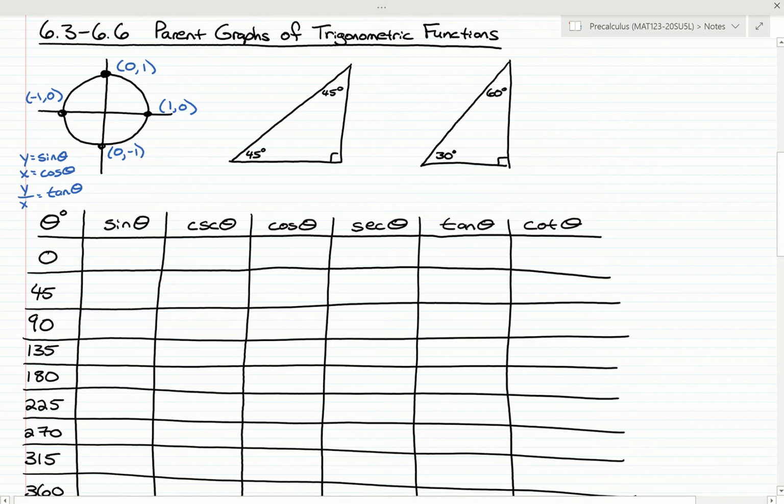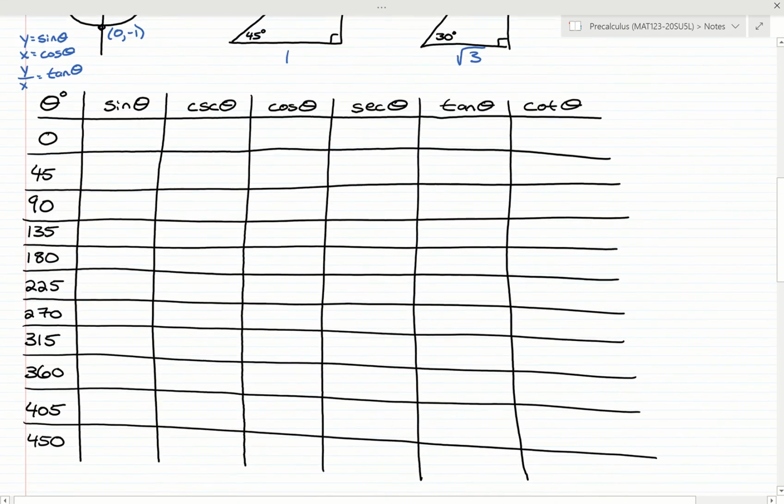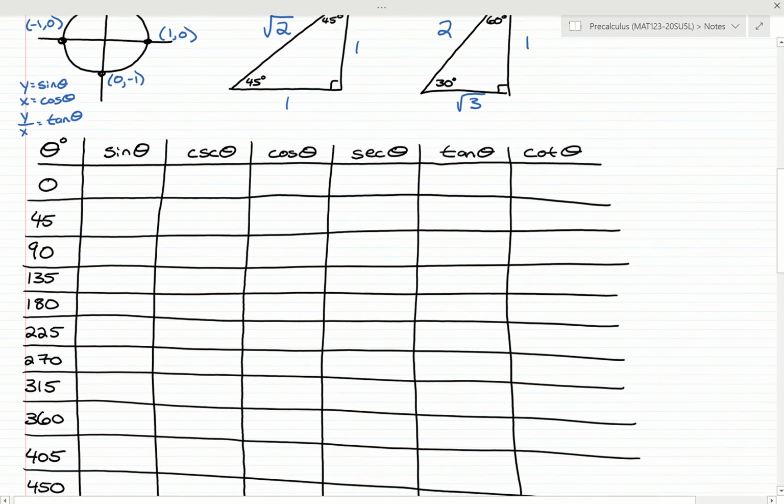When we have a 45, 45, 90 triangle, the smallest sides are always 1. The hypotenuse is root 2. Same thing with a 30, 60, 90. The smallest side is 1. The largest side is 2. And opposite the 60 is root 3. So now moving forward, I'm just going to fill in my chart here.